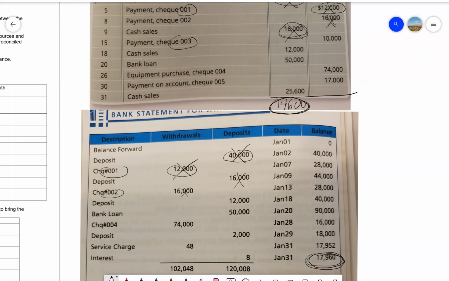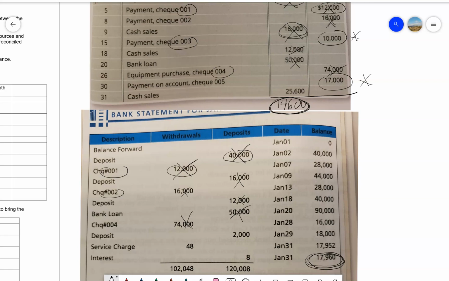Does check number 3 show up on the bank statement? It does not. So we circle it because we're going to need this. It's on one but not the other. What about the 12,000 cash sales? It does show up, so we can cross that out. What about this bank loan of 50,000? It shows up on both. We can cross it out. Check number 4 for 74,000 shows up on both. We can cross it out. Check number 5 does not show up on the bank statement, so we circle it. We're going to need that.